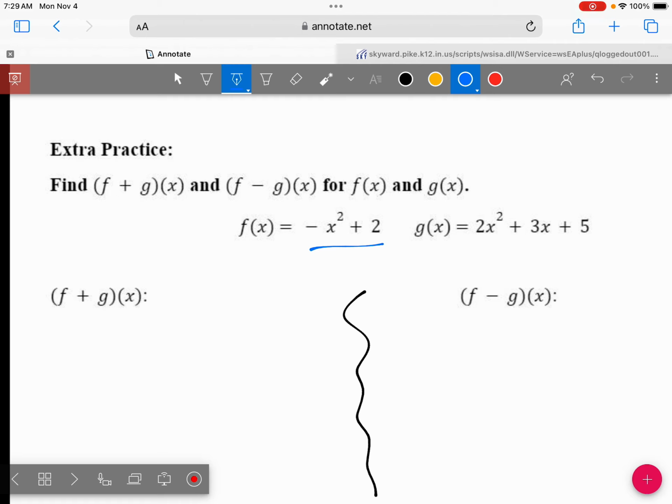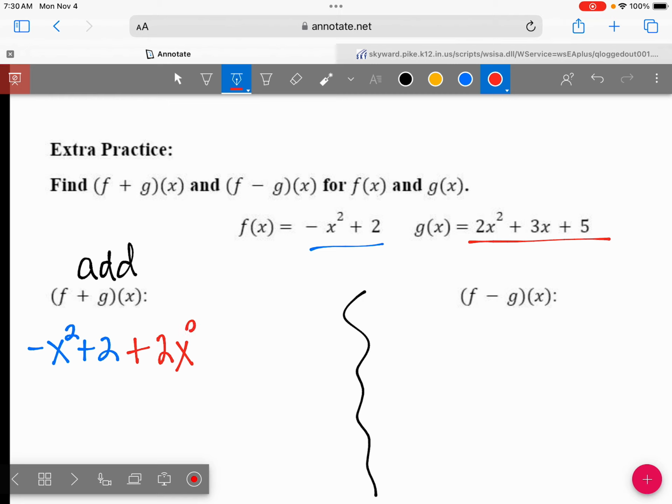So let's start off with negative x squared plus 2 minus, and then I'm going to put this function in parentheses. Nope, I'm sorry. We're adding first. Let me rewind. So we're going to start off with adding. You don't have to distribute when you add. So we got that, and then put it in the red tray when you're done.